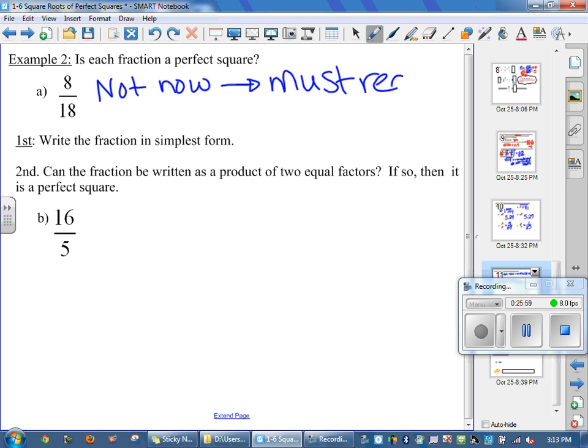Okay, we must reduce first always before we can tell if it's a perfect square or not. So I can divide both numbers by what? 2. Okay, they both divide by 2. 18 does not divide by 4. So if we take 8 and divide by 2, and 18 divided by 2, I'm going to get 4 over 9.